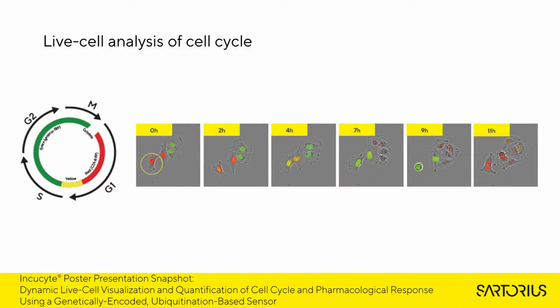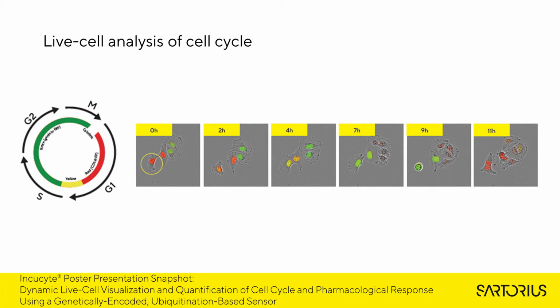The Incucyte green-red cell cycle Lentivirus reagent encodes a fluorescence ubiquitination-based cell cycle indicator, otherwise known as FUCCI. This multi-gene expression system allows us to visualize cells as they progress through the cell cycle. This schematic illustrates how the fluorescent protein expression changes over the course of the cell cycle.